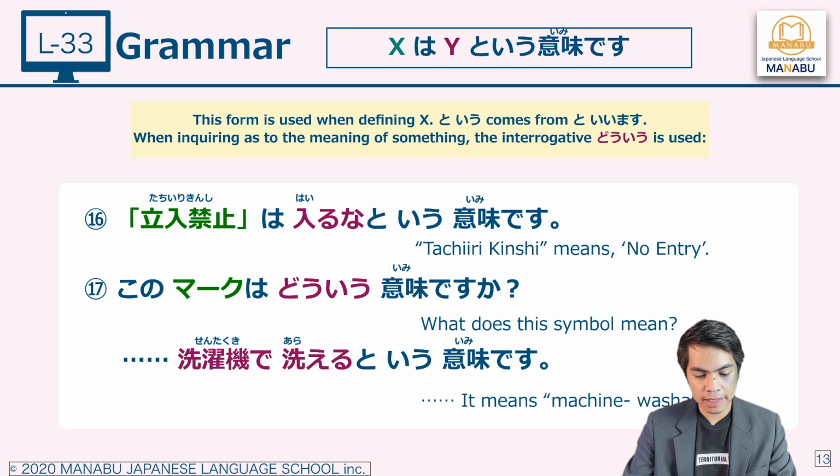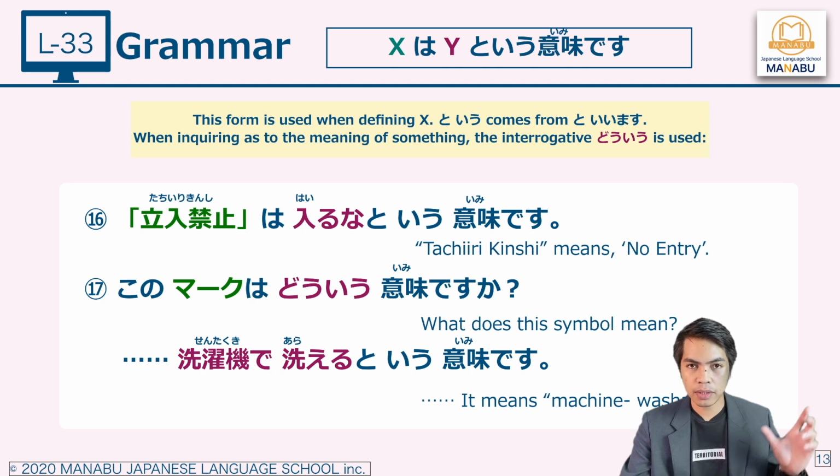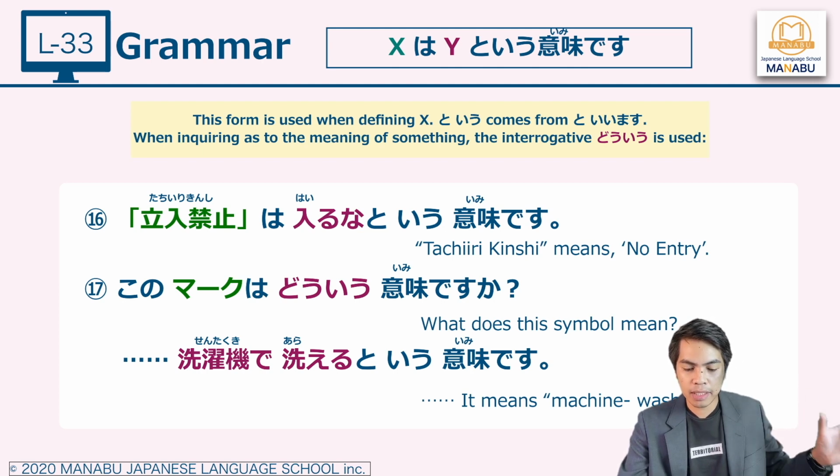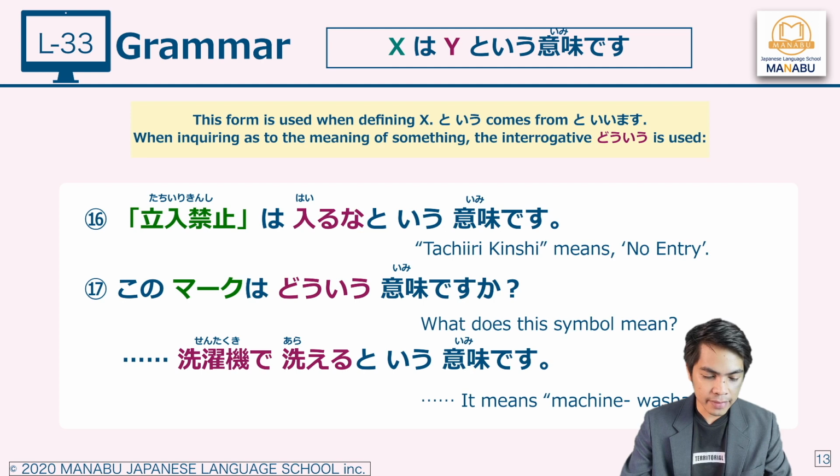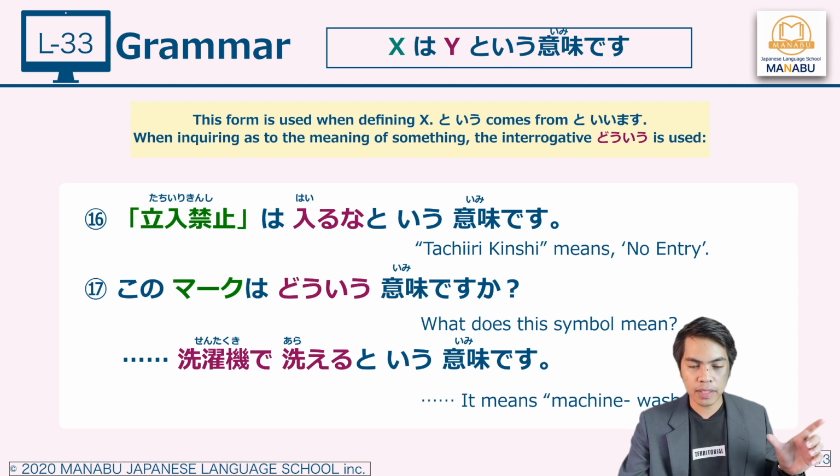So for example number 16, the x is tachi iri kinshi. Tachi iri kinshi wa hairuna to iu imi desu. So once again, the to iu imi desu means it means. It means do not enter. Hairuna to iu imi desu. So tachi iri kinshi wa hairuna to iu imi desu. It means no entry.